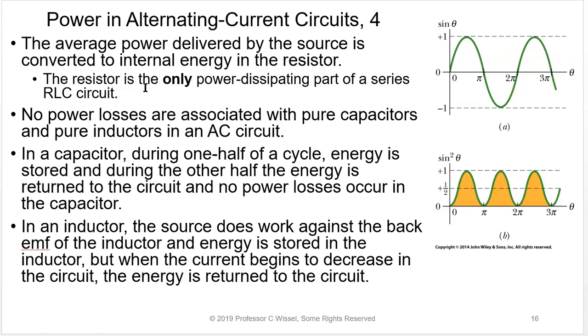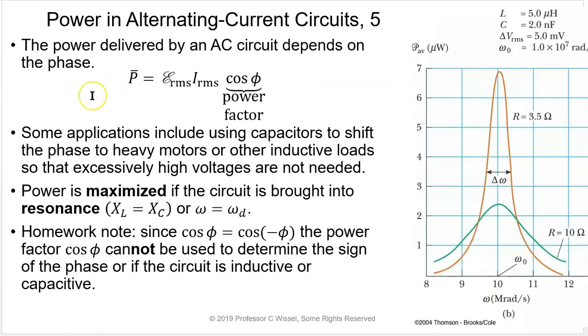In an inductor, the source does work against the back EMF of the inductor, and the energy is stored in the inductor. But when the current begins to decrease in the circuit, the energy gets returned to the circuit. So the only place where energy is used in an AC circuit is in the resistor, and that's a good thing, because the resistor doesn't care which way the current is flowing. So its only job is to turn electrical energy into thermal energy. So the power delivered by an AC circuit depends upon the phase, and that's this right here. So power equals ERMS, IRMS times this cosine phi, and here's the phi as the phase.